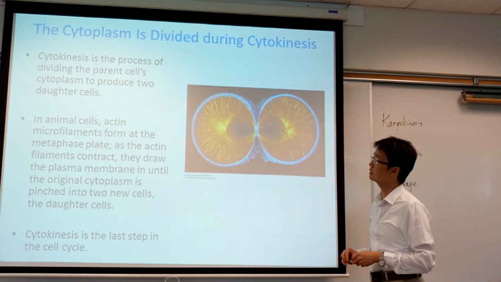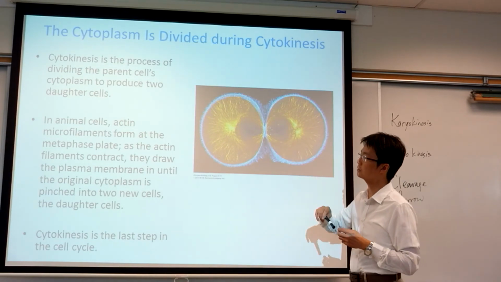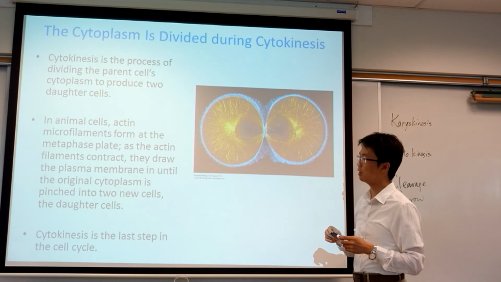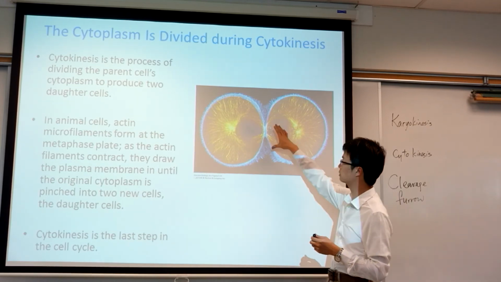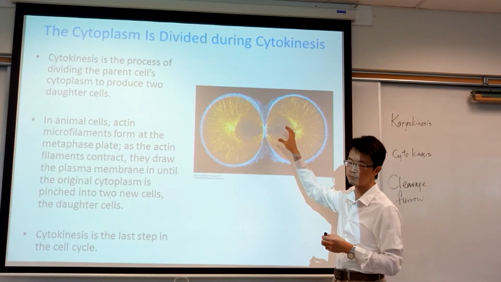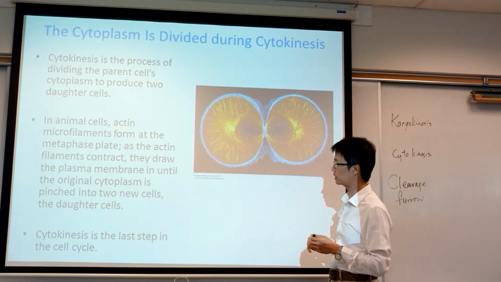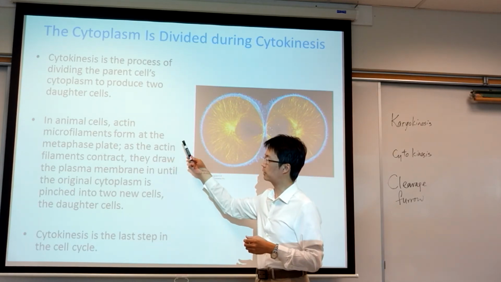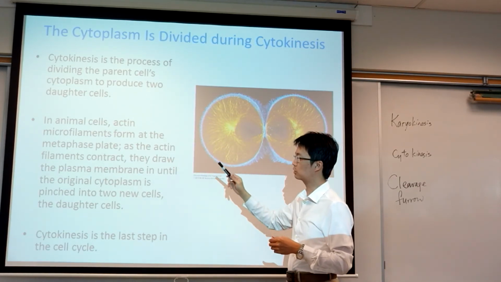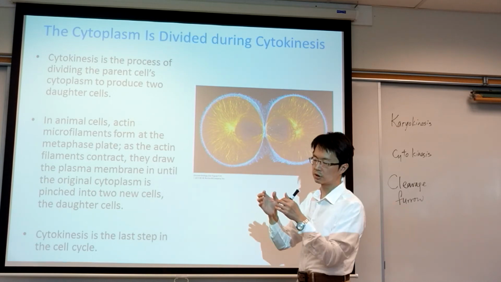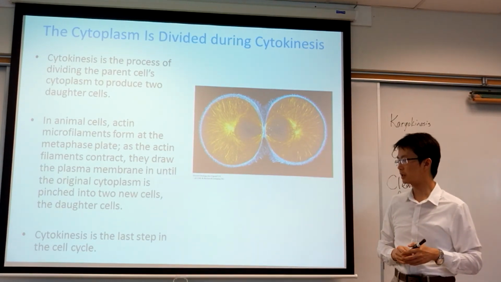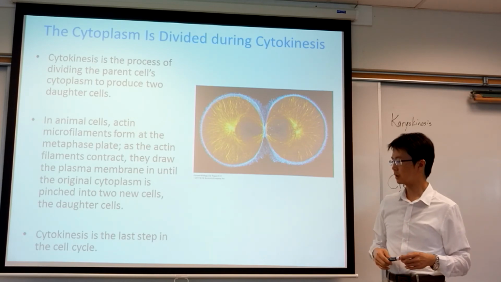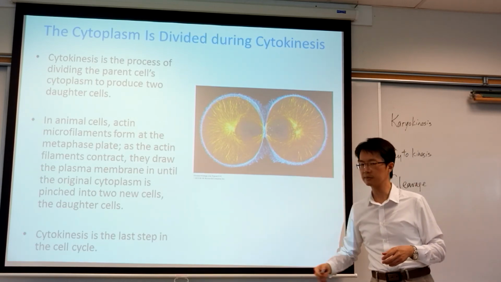Cytokinesis is the process of dividing the parent cell cytoplasm into two daughter cells. So that is the definition. What happens in cytokinesis? What causes the invagination or pinching of the cell membrane to form the cleavage furrow is that the actin filaments from the cell start to contract, and they pull the plasma membrane together. And that's how the cleavage furrow is formed. Cytokinesis is the last step in the cell cycle.